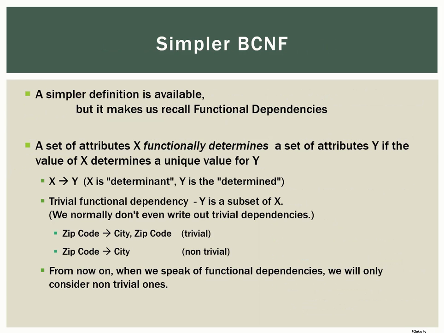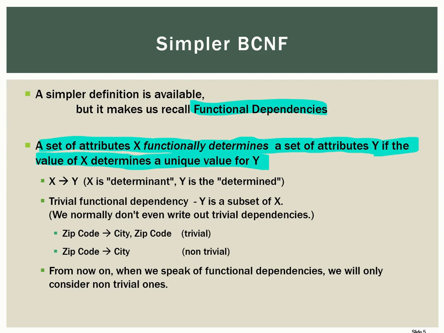But in order for me to do that, we have to go back and remember functional dependencies. Specifically, the definition: a set of attributes X functionally determines a set of attributes Y if the value of X determines a unique value for Y. You may recall this from previous lectures. And please remember that when you write them like this, X determines Y, X is the determinant, and Y becomes the determined.